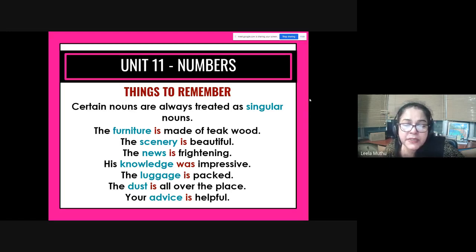Now, things to remember. Certain nouns are always treated as singular nouns, like I told you. Furniture is made of oak wood. It's treated as one word, a singular word, even though it may have many pieces of furniture in it, like tables, chairs, side tables, okay? But furniture is considered to be a singular noun. The furniture is made of teak wood. The scenery is beautiful. The news is frightening. His knowledge was impressive. The luggage is packed. The dust is all over the place. Your advice is helpful. All these words in blue are nouns which are always singular nouns.